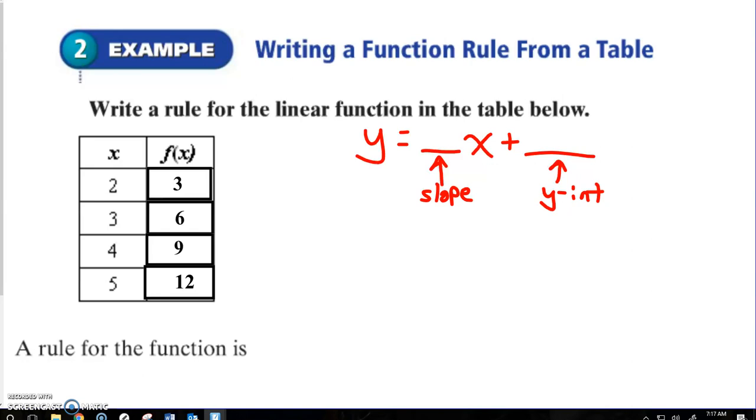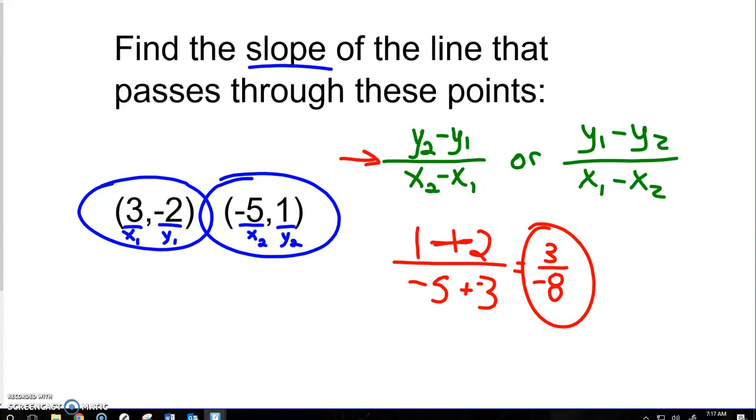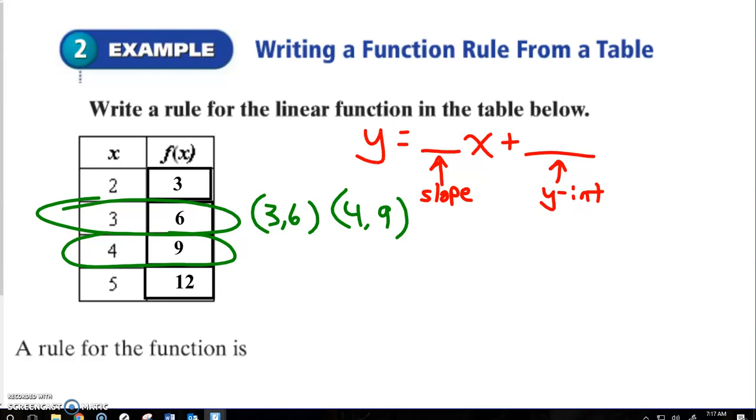And to find the slope, I'm going to pick any 2 points. I'm choosing these 2 points. So I've got (3, 6), and I've got (4, 9). And just like we did back here, I need to find the slope from 2 points. I'm going to call this my x1 and y1. I'm going to call this my x2 and my y2. And I'm going to do 9 minus 6 and 4 minus 3. 9 minus 6 is 3. 4 minus 3 is 1. 3 over 1 is 3. I already figured out my slope.